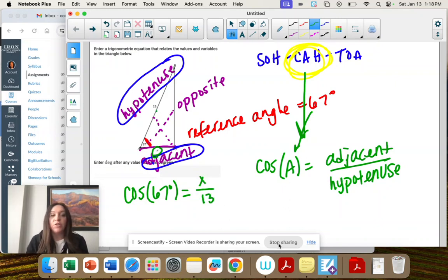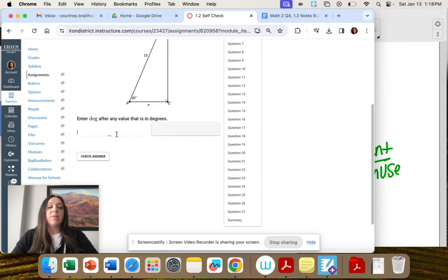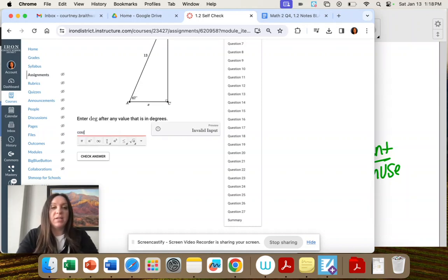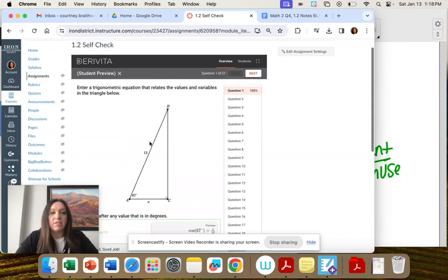So we needed to use all of that information we were given in our equation. That's why I didn't pick sine or tangent, because we don't know the opposite side and we don't know that reference angle to use that either. So that's the answer. We're just going to type in cosine, COS, 67 degrees equals x divided by 13. Okay, that's our equation.